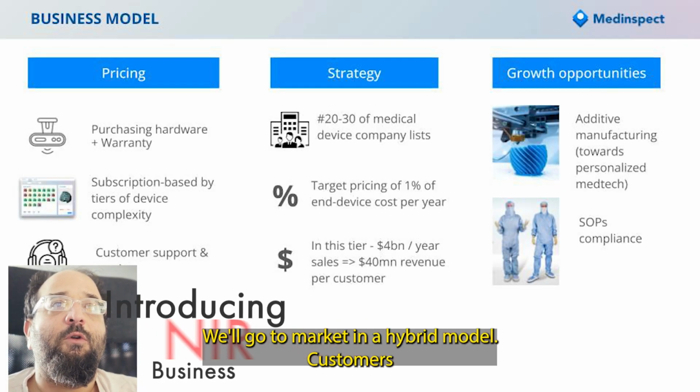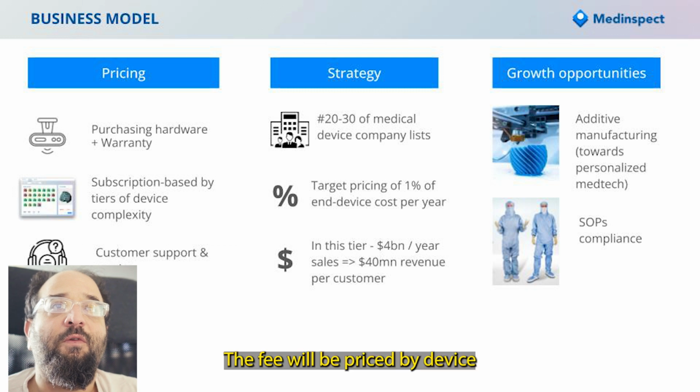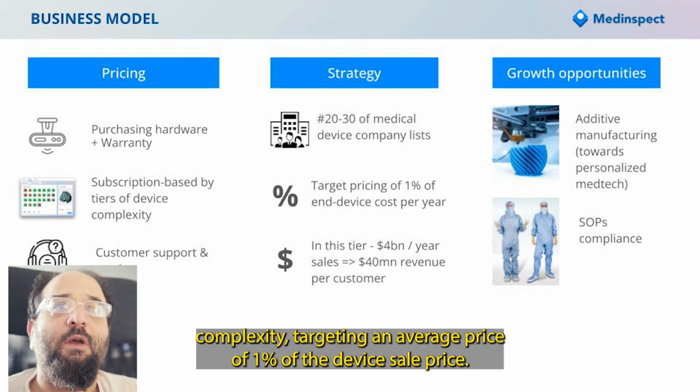We'll go to market in a hybrid model. Customers purchase the sensors and hardware and pay a fee per device inspected. The fee will be priced by device complexity, targeting an average price of 1% of the device sale price.